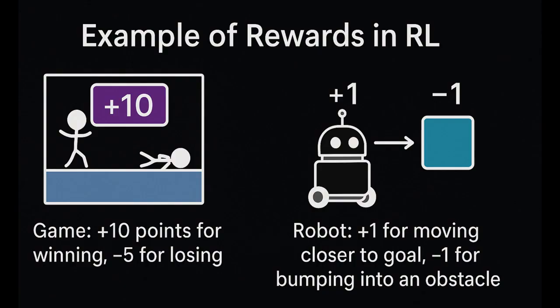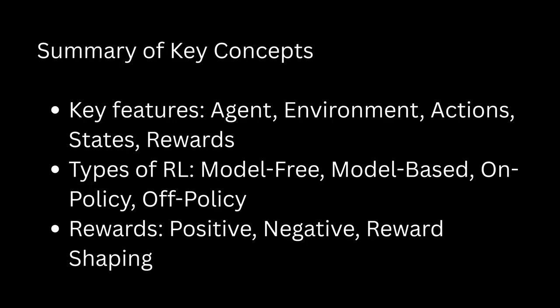To summarize, we've learned about the essential components of reinforcement learning: the agent, environment, actions, states, and rewards. We explored the different types of RL, including model-free, model-based, on-policy, and off-policy approaches. Finally, we discussed the critical role rewards play in guiding the agent's learning process. I hope you now have a solid understanding of RL's fundamental concepts. In the next sections of this course, we'll dive deeper into algorithms, real-world applications, and practical examples.